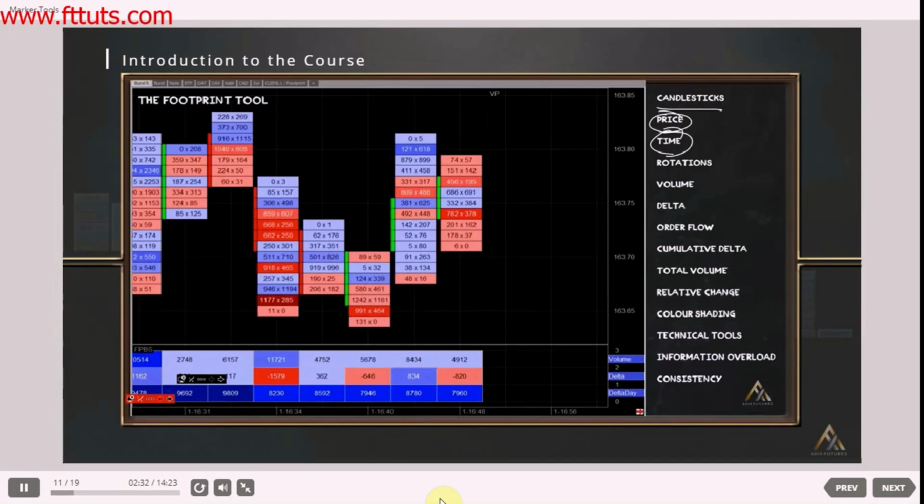The second type of rotation we can have, which is also time-based, is simply a point and figure. In this example, we can see a point and figure because we can see that the time is varying between each rotation.